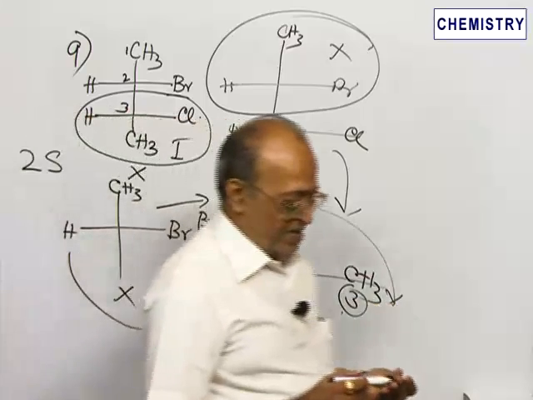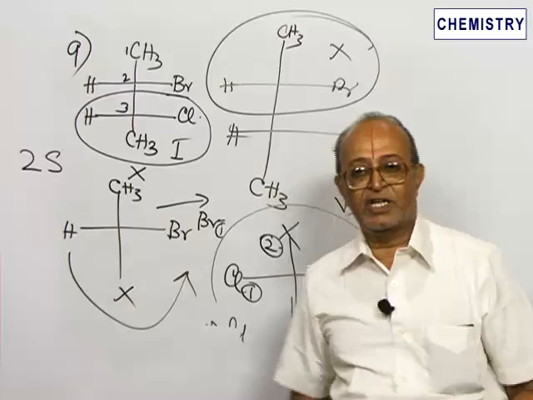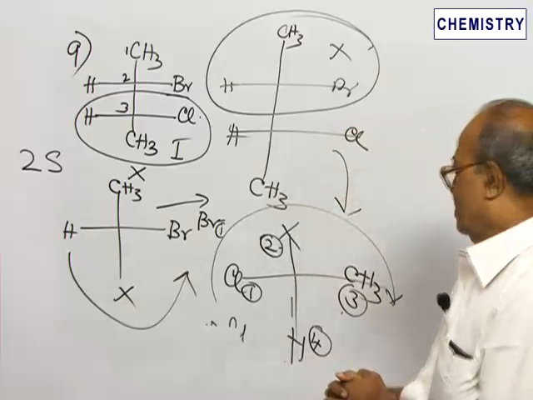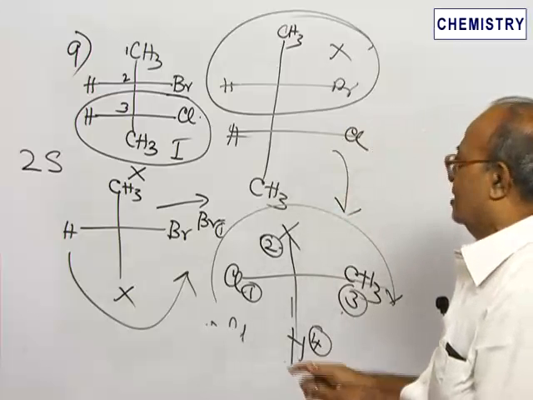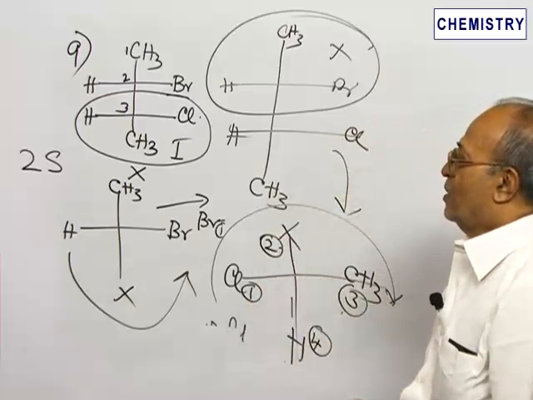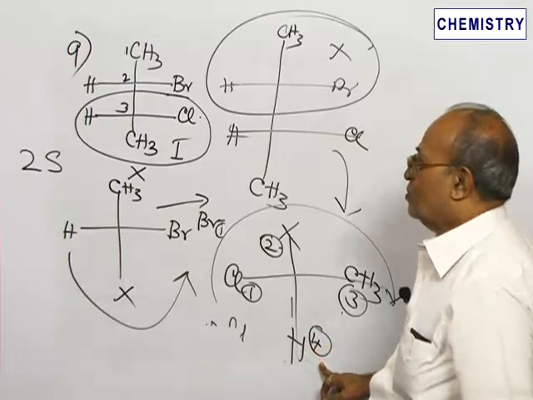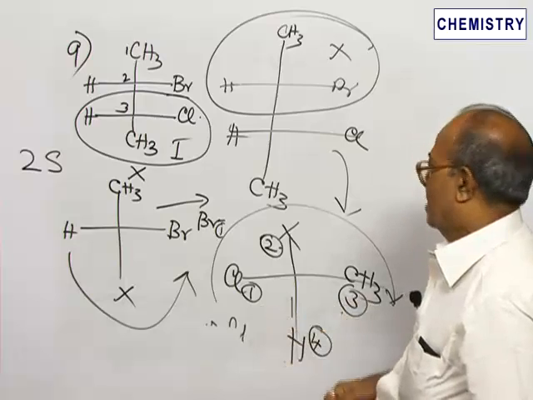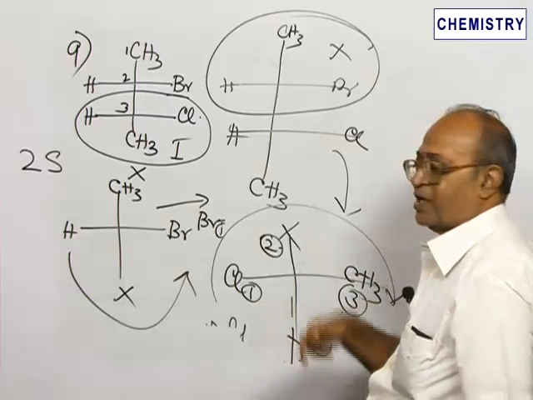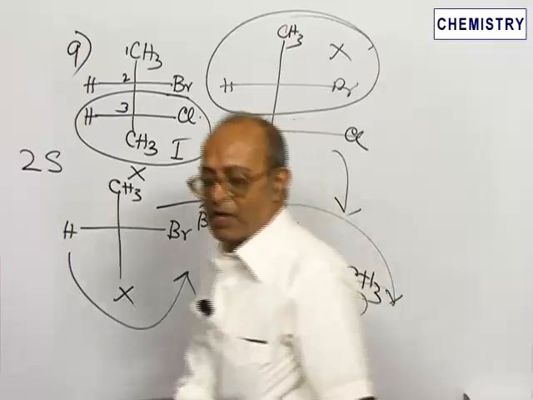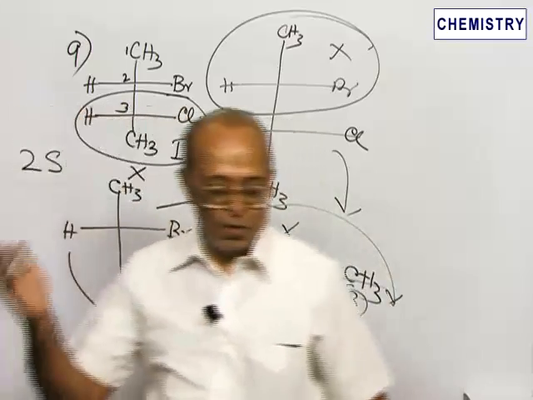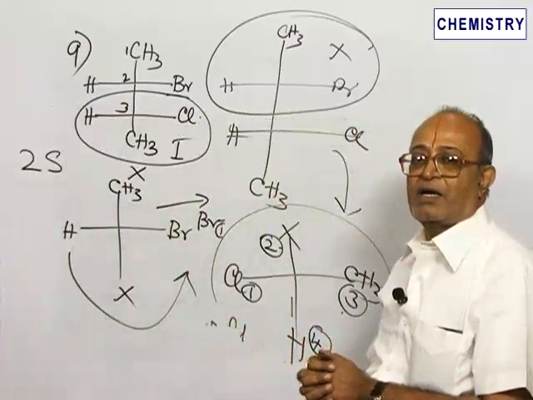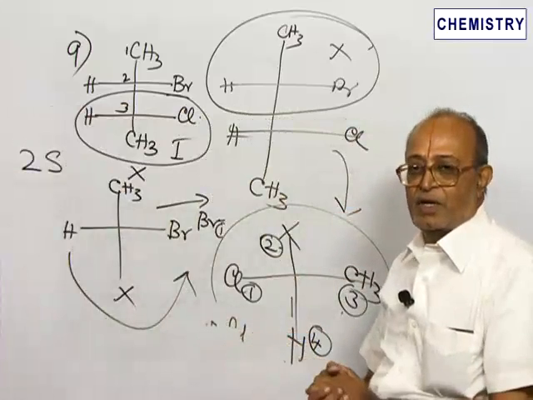So, you can notice RS notation can be followed. I think what we have done is correct. So, 4, chlorine 1, and this is given 2, 3. So, clockwise R. So, more than one asymmetric carbon atom you can assign R S notation. We follow?